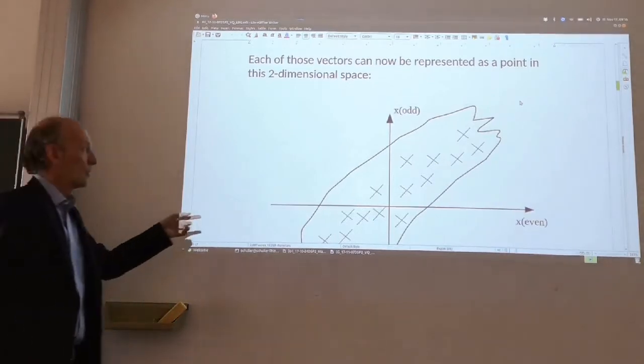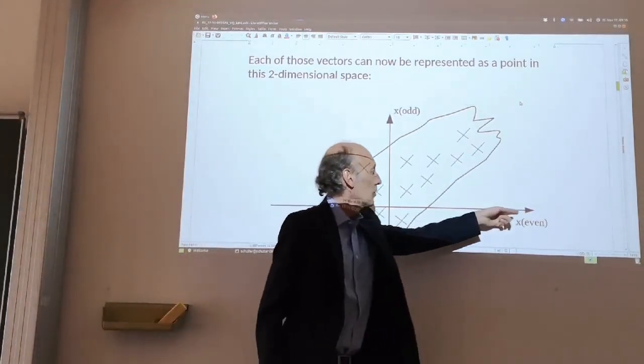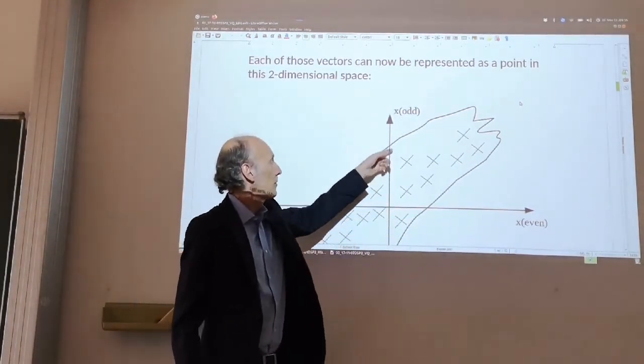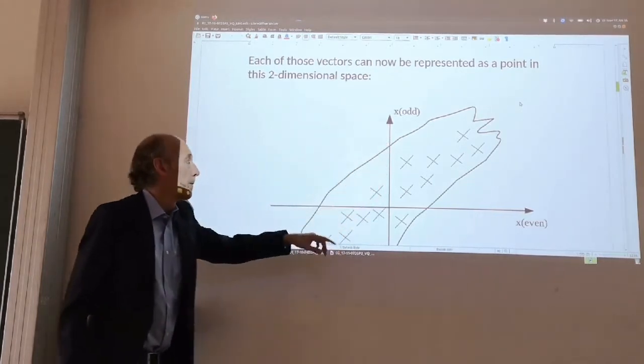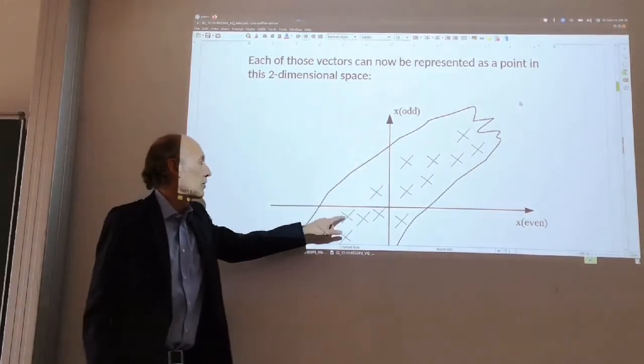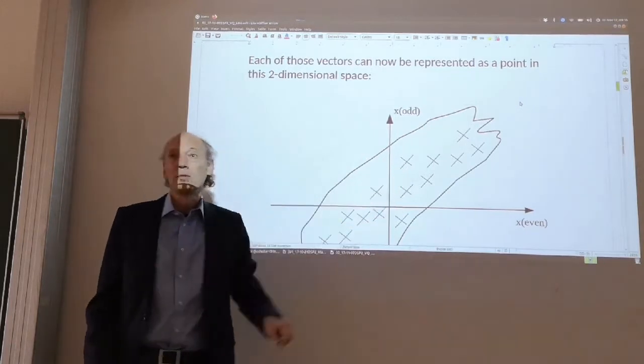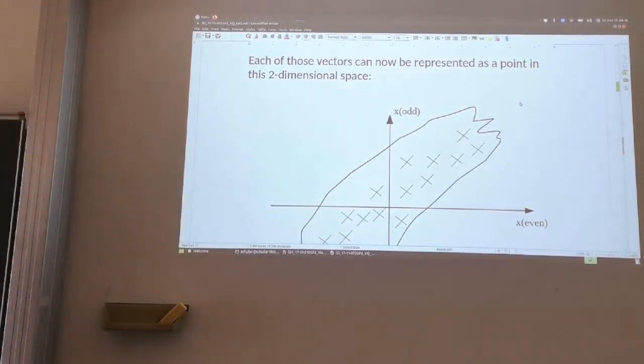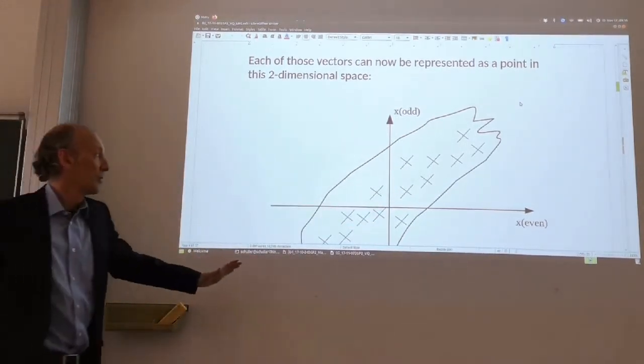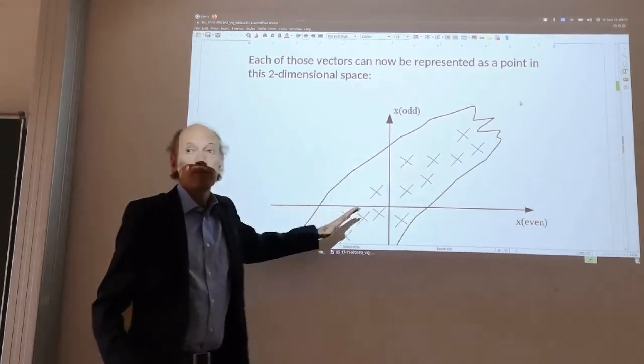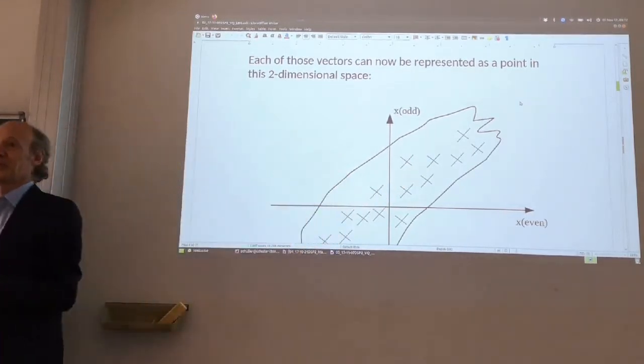Each of those vectors can now be represented as a point in this 2-dimensional space. So here is the first sample of each vector, and this is the second sample of each vector. That means each vector is one of those crosses here. And if they are similar, they lie on more or less this diagonal here. Make sense?